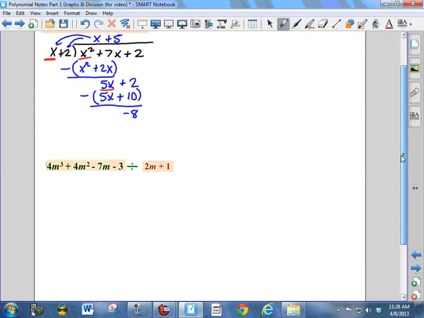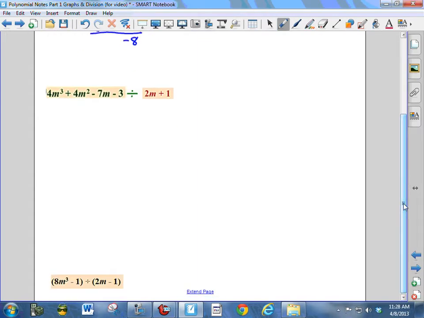Okay, the next one, 4m cubed plus 4m squared minus 7m minus 3 divided by 2m plus 1. The difference in here is that my first term is not just an x. In fact, it's not an x at all, it's an m, but it has a coefficient in front of it. So I look, what do I have to multiply 2m by to get 4m cubed? I need to multiply it by 2m squared. So I take 2m squared times both of these things.